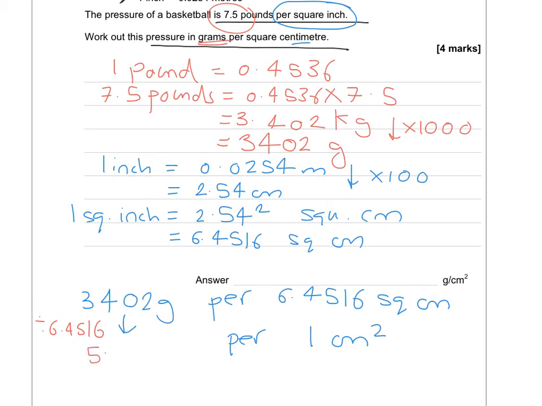This gives us 527.311... So our final answer is 527 grams per centimetre squared, to 3 significant figures.